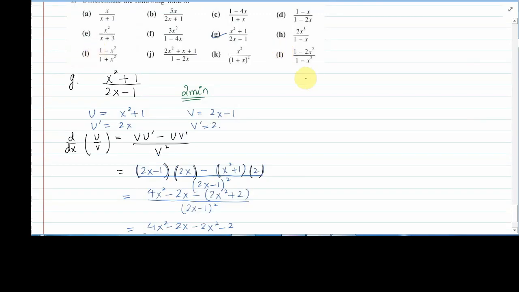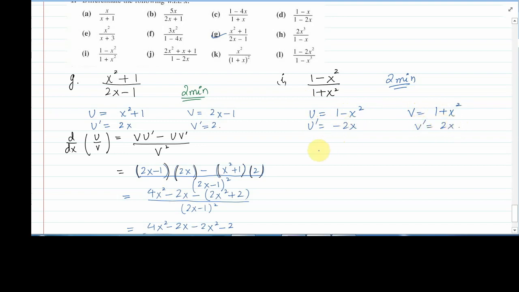Let's begin with part I here. It says (1 minus x square) divided by (1 plus x square). Firstly we need to assign u and v. So u is the numerator, that is 1 minus x square, and v is the denominator, that is 1 plus x square. U dash is minus 2x, v dash is 2x, right?